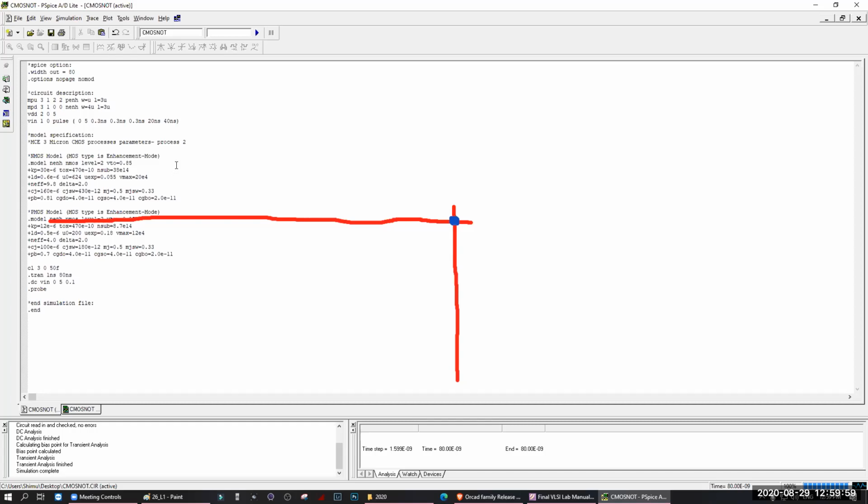So as you see, we are going to adjust it, and we're going to test.